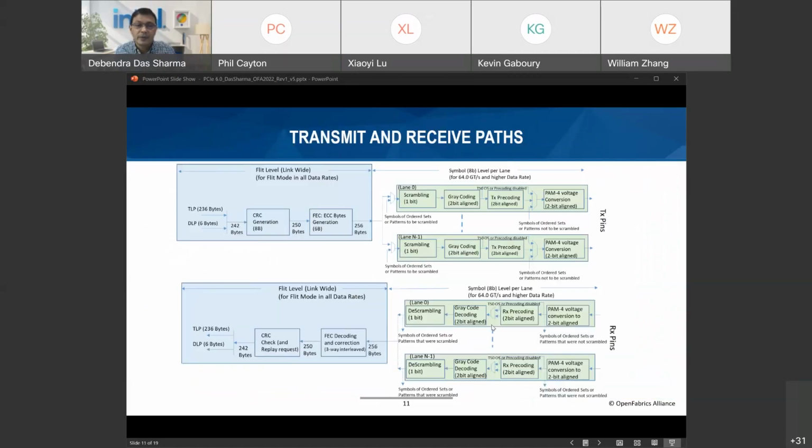This shows the picture of what happens where you've got your transaction on the transmit side. You're going to first get your TLP, DLLP, those are the link layer stuff. You're going to create the 242 bytes, do the CRC generation to 256 bytes. Then you do the forward error correction. And then, per lane, you're going to send it out. And on the way back, you're going to do just the reverse, right?